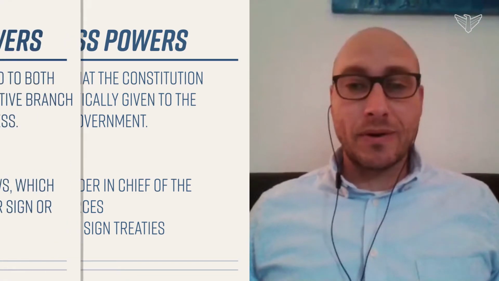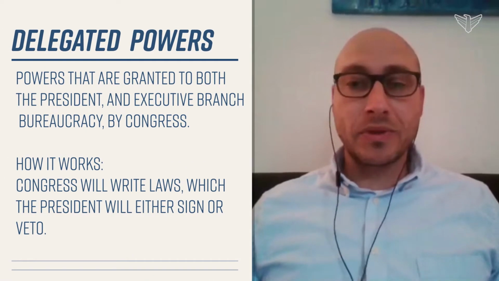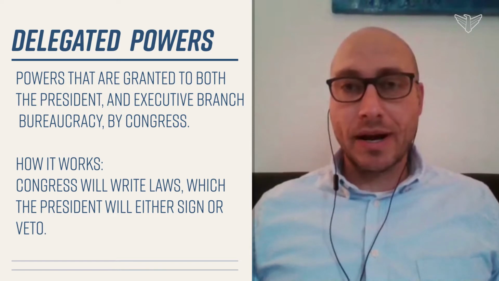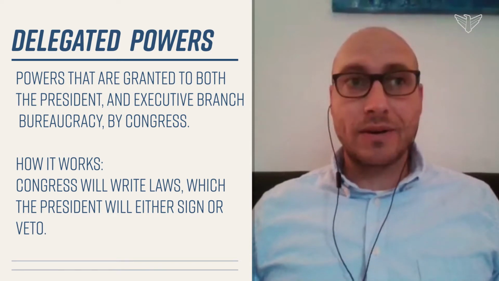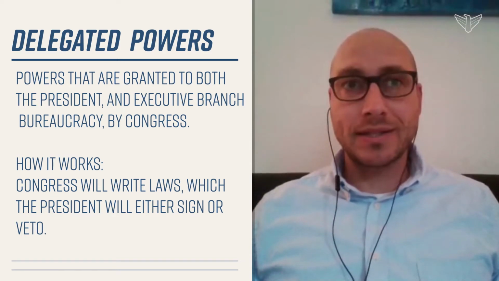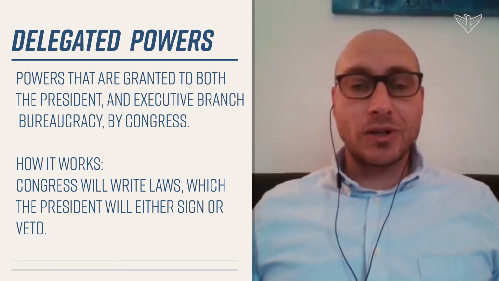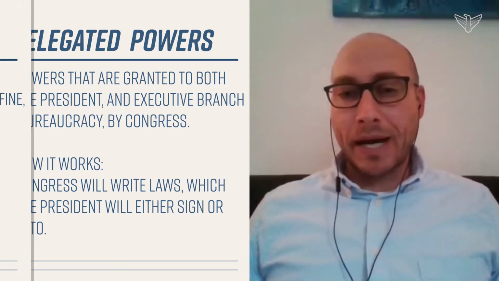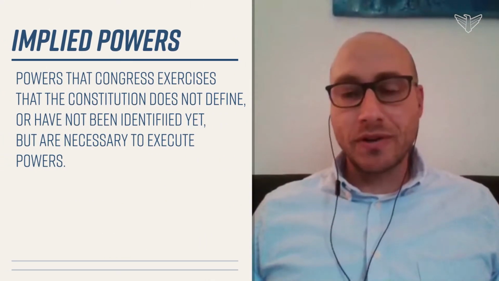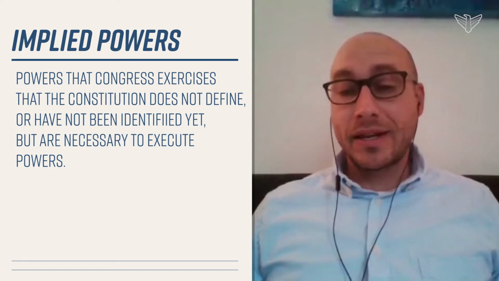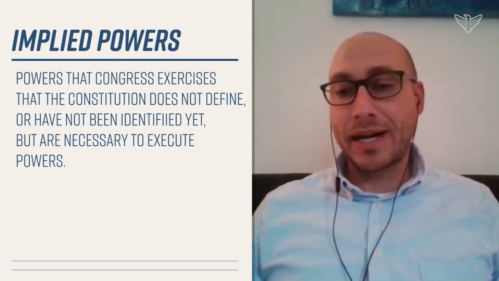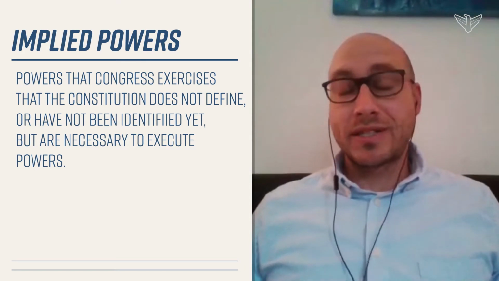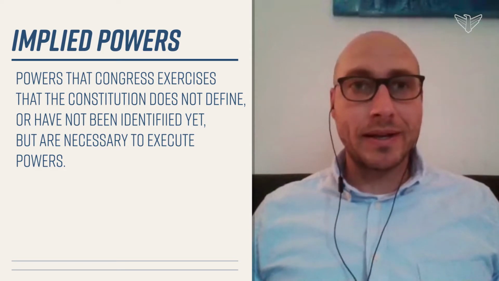There's also delegated powers that are granted to both the president and the executive branch bureaucracy by Congress. So Congress writes laws, in many cases complex laws, and it is ultimately the duty of the president to execute that. There's also implied powers, recognition that future events may call upon the need for powers that have not been identified yet to achieve what is necessary and proper for government.